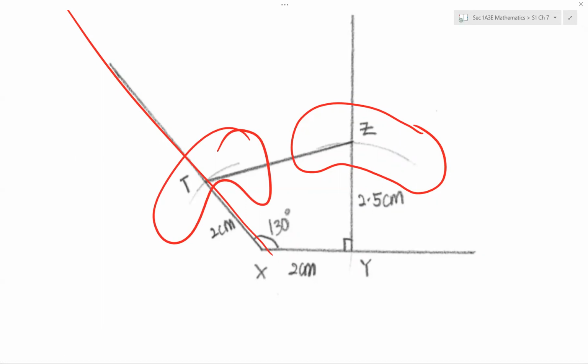Okay, now homework questions from your textbook. 7, 4, 5, 7, 8, 9. Is this from your 1B textbook? 1A, yeah. 1A, okay. 1A.